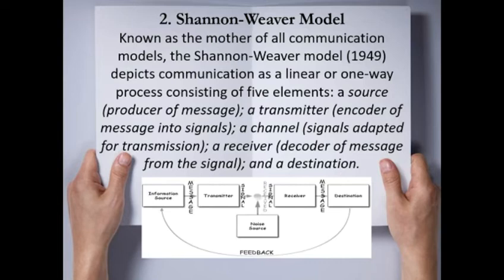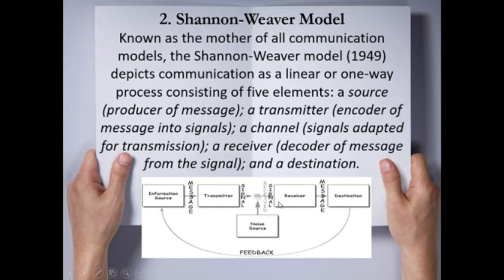So it starts with the sender, the information source, then there is an encoder who receives the message. So that's the transmitter. Most likely, before it goes to the receiver, there is a signal between the exchanging of message. So this is the signal or the noise source.